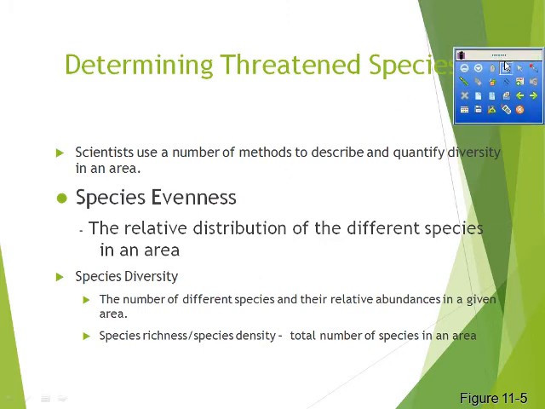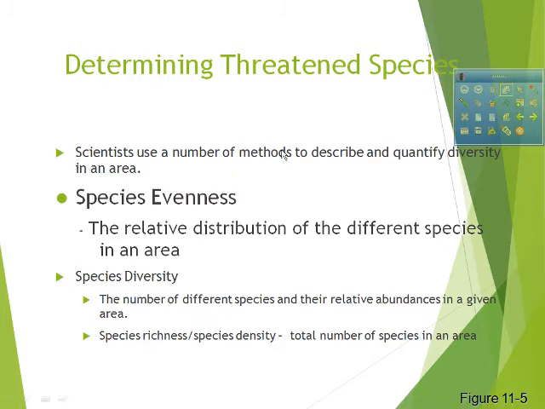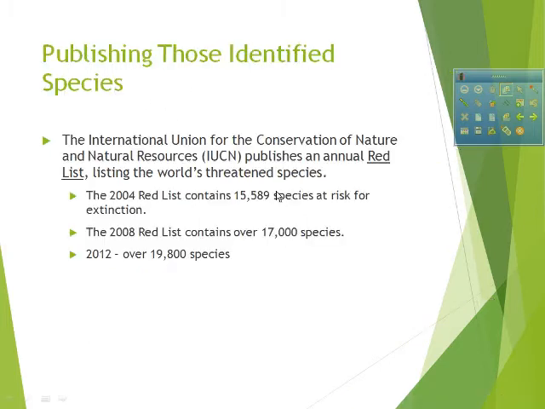Okay, so looking at species, how do you figure out whether a species is threatened? We use a number of different methods when we are trying to quantify this. We look at the evenness, the relative distribution of the species. Are they all clumped in one area, or are they spread out? We look at the species diversity, which again, remember, is not only the number of species, but the abundance and the density, the richness or the density. And again, total number of species in an area. So there's a lot of different formulas you can use to kind of show in different ways what the health of that area, that ecosystem is.